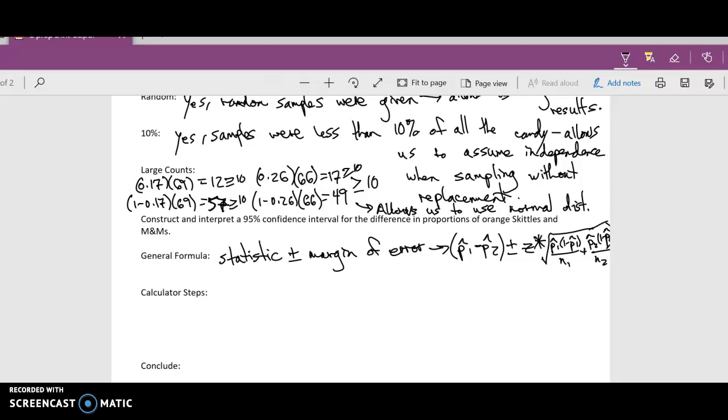So this is exactly the same thing just with 2's here. It's just kind of cut us off on the page there. What is this? This is the margin of error. And this is our statistic. So it's like what we've been doing, it's just there's two different proportions. There's two different sample sizes.